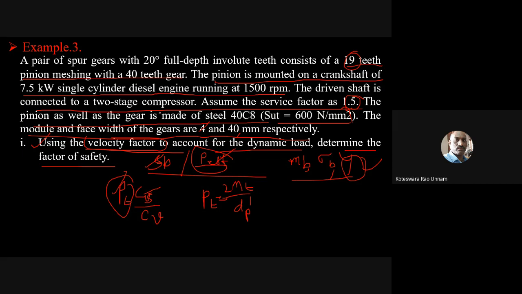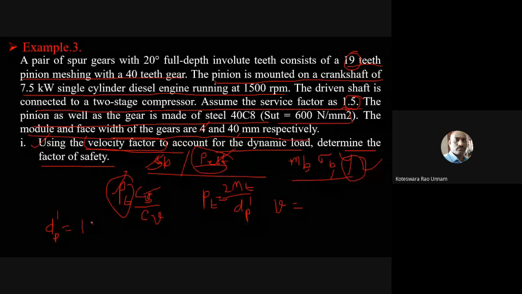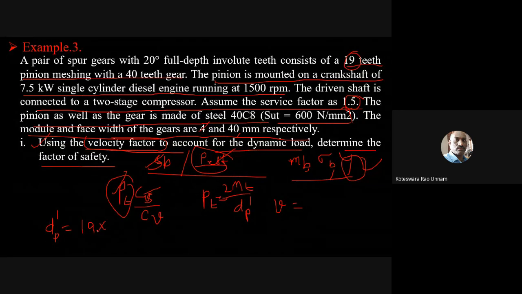He has given the values for everything, so then you can calculate the pitch line velocity. No need to assume anything here, because he has given the number of teeth and the module. So pinion diameter dp dash you will get directly. dp dash is nothing but the number of teeth on the pinion, that is 19, into module 4. So therefore it is 76 mm.